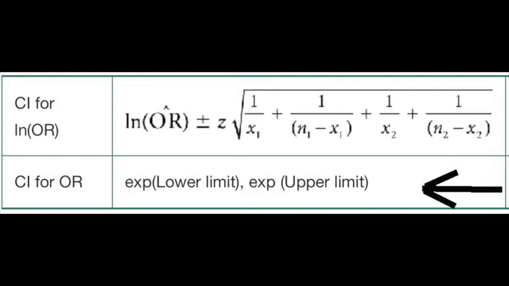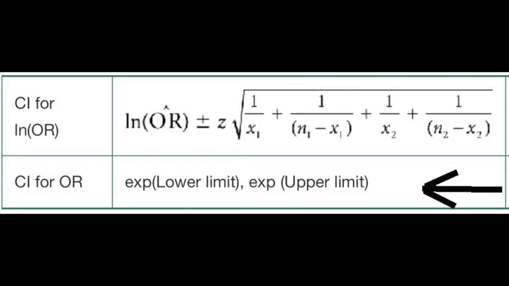To get the confidence limits for the odds ratio, you start with the natural log of the odds ratio. You subtract and add, just like you always do, z, which in this case is 1.96, times the square root of 1 over x1 plus 1 over n1 minus x1 plus 1 over x2 plus 1 over n2 minus x2. And then for each of those limits, you take the exponent of it, so e to the whatever you got in the first step. So let's look at how to do that.